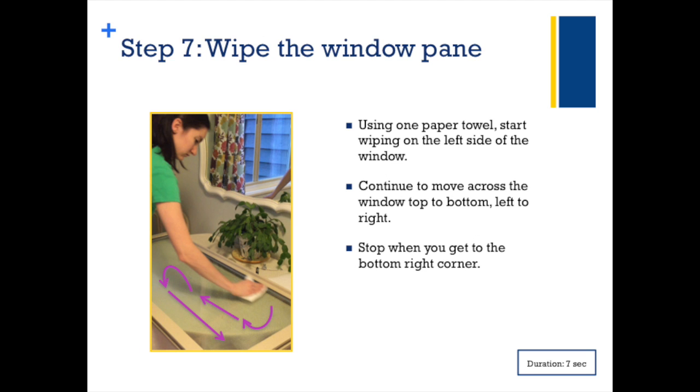To wipe the window pane, use 1 paper towel and start on the left side of the window. Wipe from the top left corner across the window to the top right corner. Move down and wipe back to the left side. Continue this motion until you get to the bottom right corner.